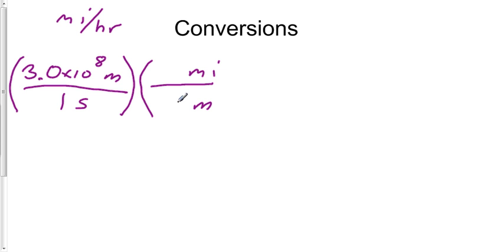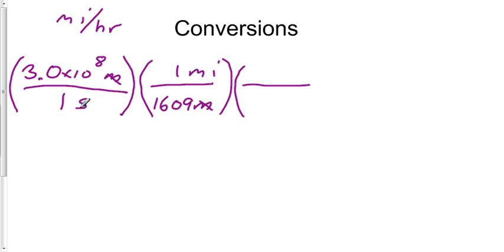Well, how many meters are in a mile? Well, we have 1,609 meters in 1 mile. That's not something you typically need to have memorized necessarily, but I would suggest it. It gets used often enough. And so the meters will be canceled out, and we're going to be left with miles.